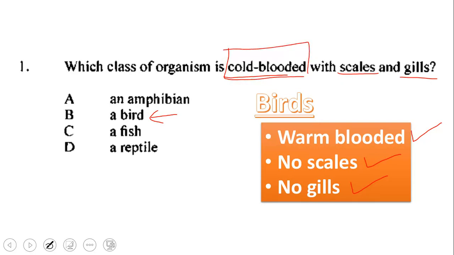They're warm-blooded, so that's the first criteria that is missed. Also, birds don't even have scales, so that's the next criteria that is missed. And birds don't have any gills, so that's the third criteria that is missed. So definitely a bird is not the correct answer for this question.